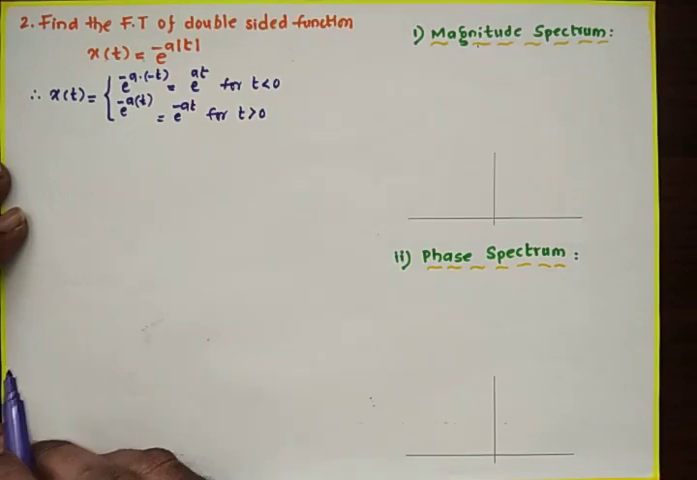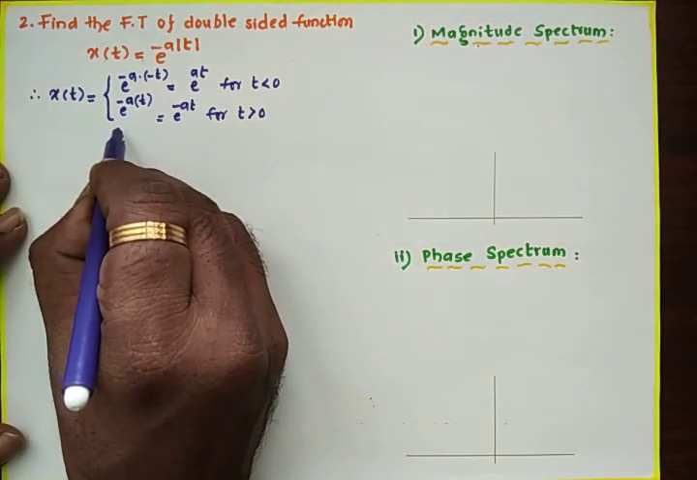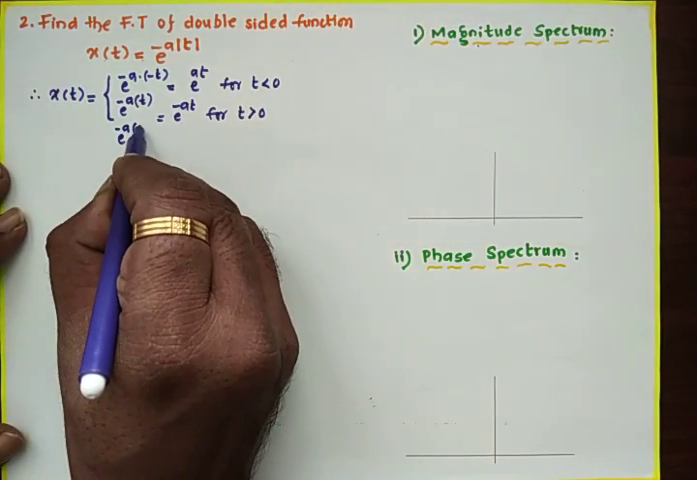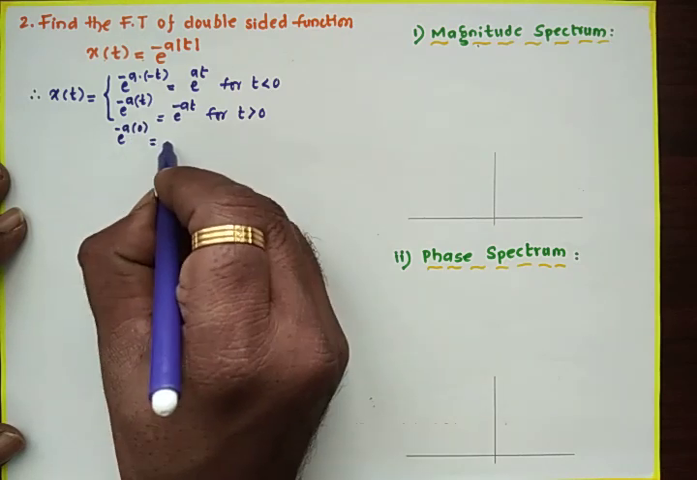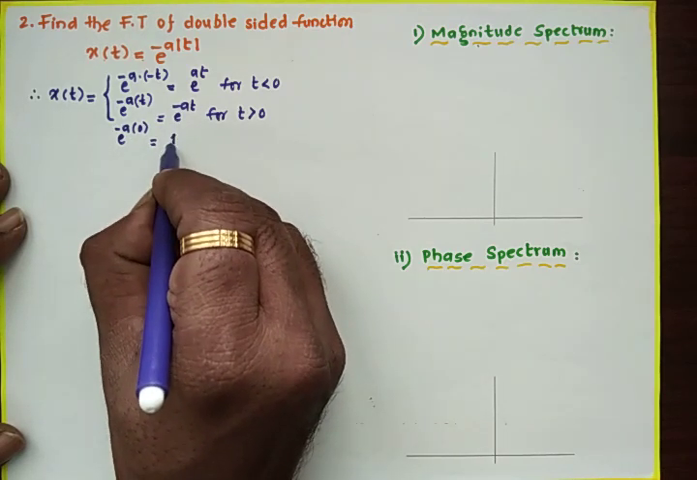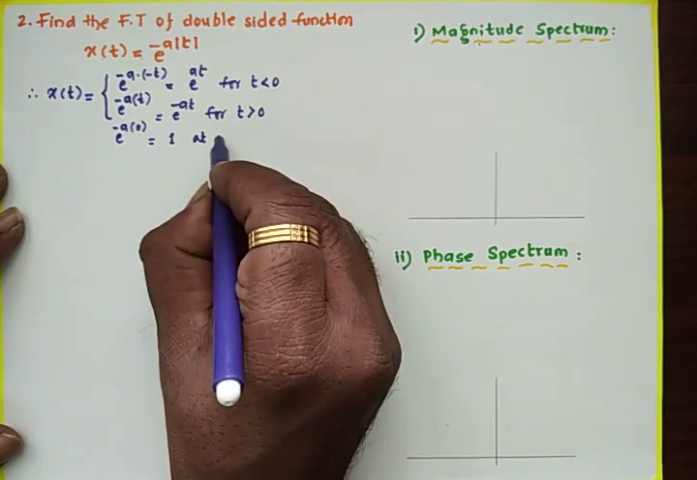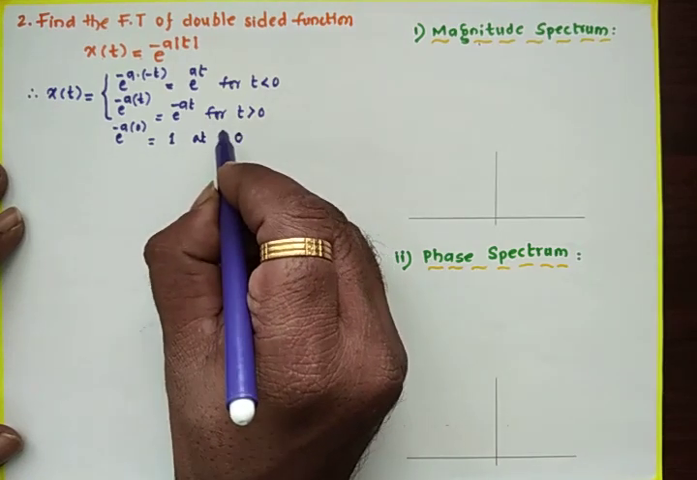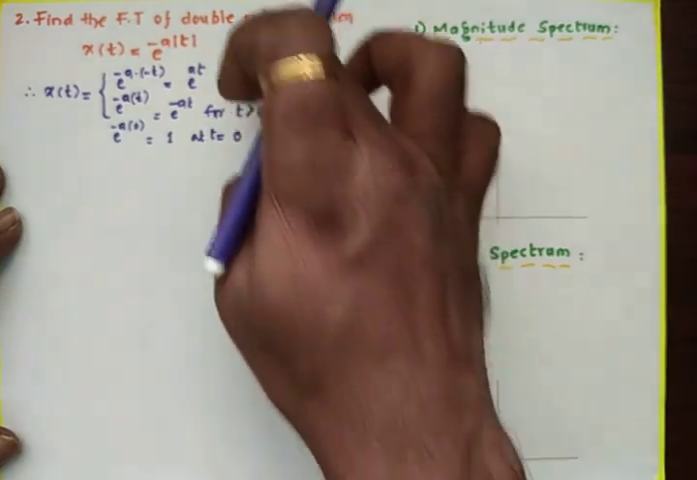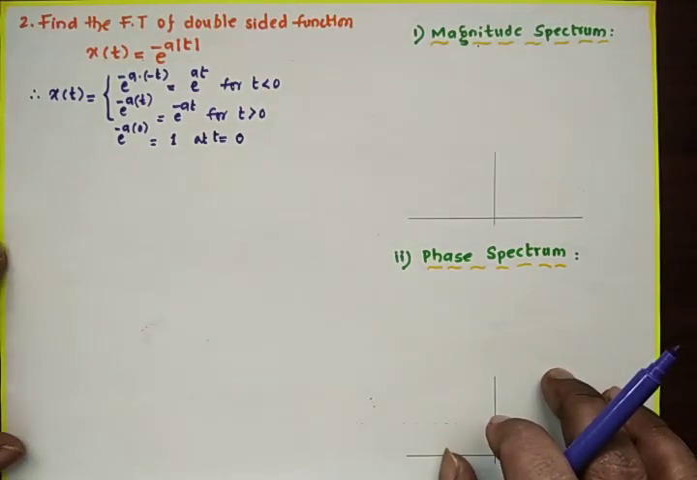Again I can get one more condition: at t equal to 0, e to the power of minus a into t, with t equal to 0, so e to the power of 0 will be 1, at t equal to 0. For these three cases we have to find out the Fourier transform of x of t.